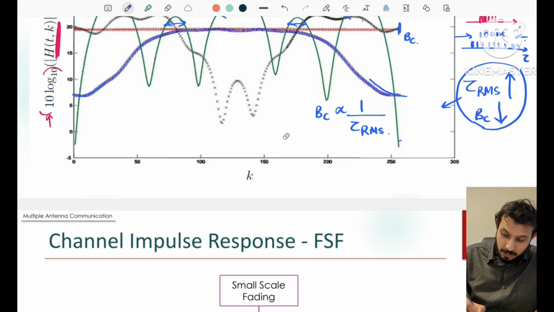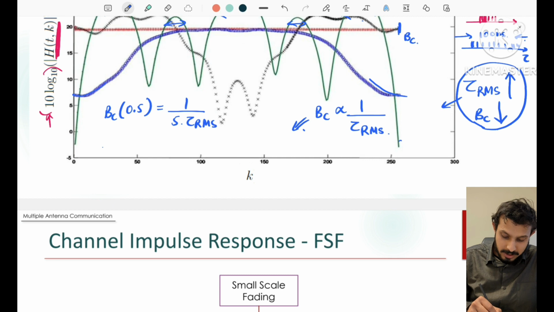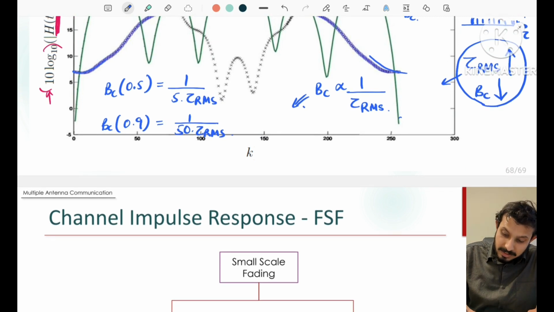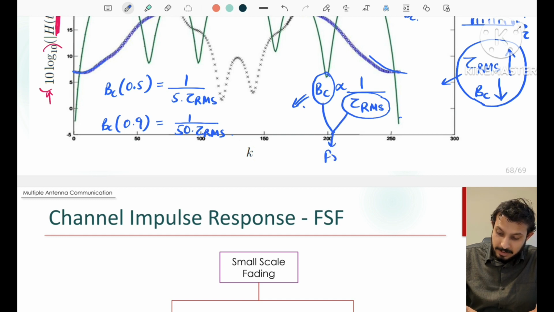And ideally there are two formulas defined for coherence bandwidth. Coherence bandwidth for a 50% correlation of the signal with itself is defined by 1/(5 tau RMS), and coherence bandwidth for 90% correlation is defined by 1/(50 tau RMS). So understanding this tau RMS and coherence bandwidth, we can easily characterize frequency selective fading.